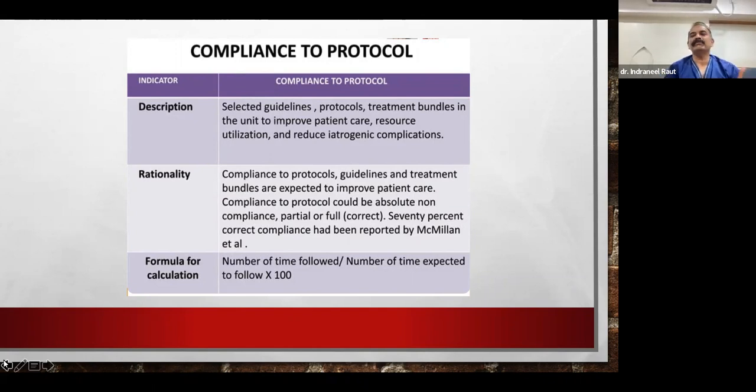The easiest example would be the hand hygiene protocols, where at each step, 1, 2, 3, 4, 5, we analyze, and our ID nurses do a wonderful job. In every infection control committee meeting, they present a wonderful graphical presentation. Many times it causes embarrassment, because it's usually the doctors who are in the worst category, where hand wash is not done. Suppose your VAP rate or your CRBSI rate is high, then if you go back to your hand hygiene and see that compliance is poor, you know why your infections are occurring more. That's why compliance to protocols also needs to be audited.